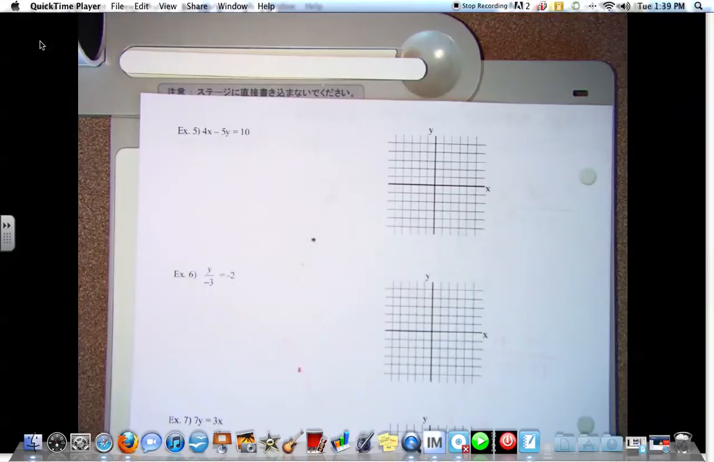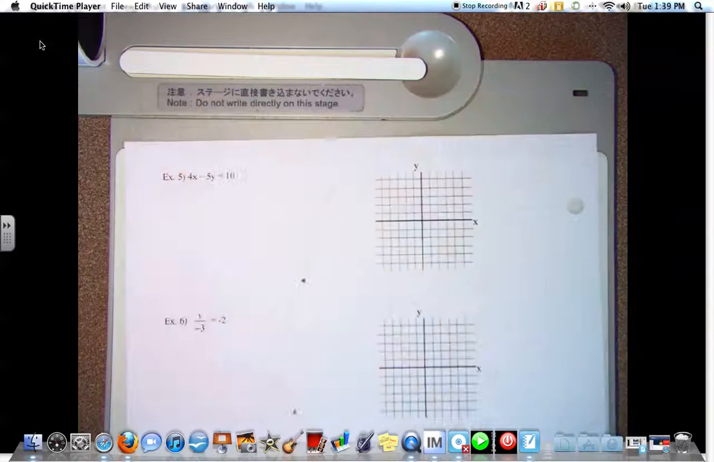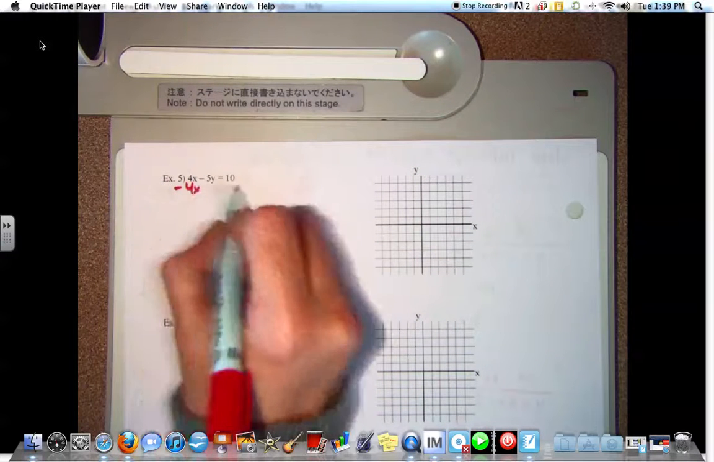Example 5. 4x minus 5y equals 10. Gavin, what do you want to move first? The 4x. Okay, do I have like terms on the other side? No. All right. So subtract 4x from both sides.